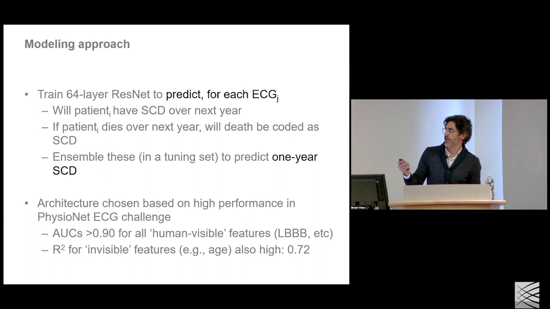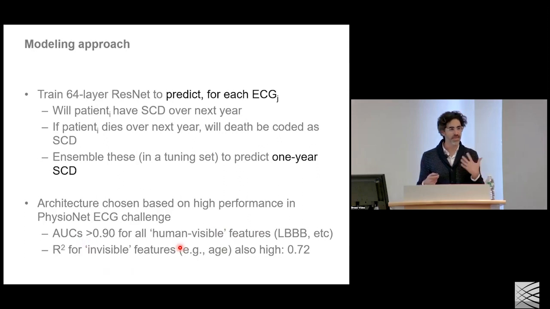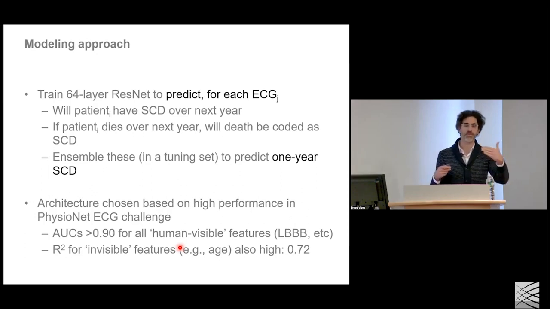The model, we don't know how well a model should do for this thing because who knows what good performance is, but at least this model, when we look at how it does for these human visible features, has high AUC. For things that doctors can't naturally do, like predict someone's age from the ECG, it also looks like it's doing pretty well. So for both the human visible and the other features, it looks like it's doing reasonably well.